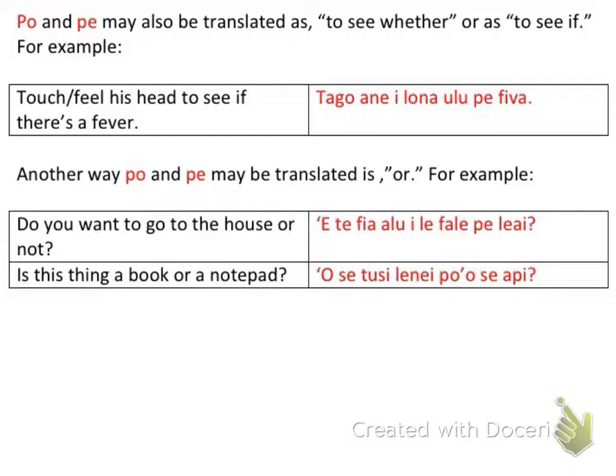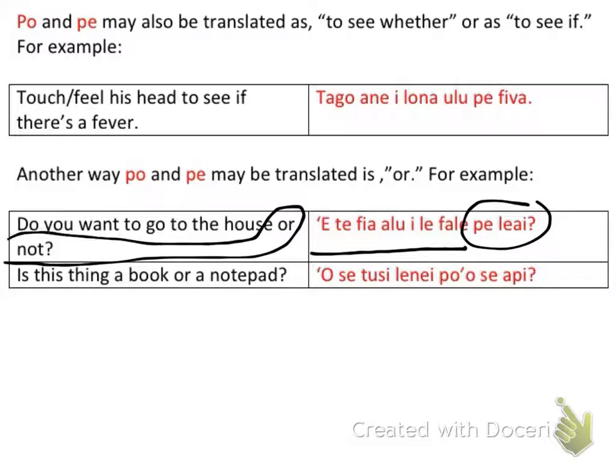Okay, so moving away from our indirect questions, I told you we're going to be talking about another principle, and that is or. I don't have to have an indirect question. Sometimes there's an indirect question, but I can also use or in direct questions, and often you'll see that. In the two examples that I give you, that will be the case. So, do you want to go to the house or not? That is a direct question, and I basically just fill the or right here with a po or a pe. So, e te fia alu i le fale, this is, do you want to go to the house or not, would be pe leai. This is or not, okay?